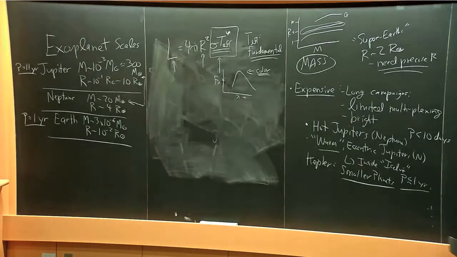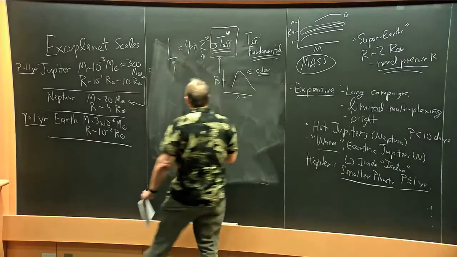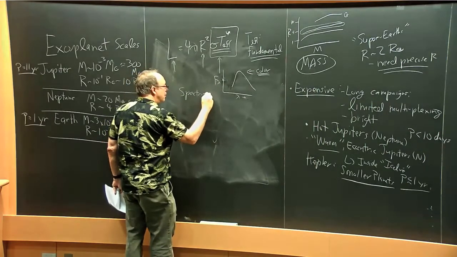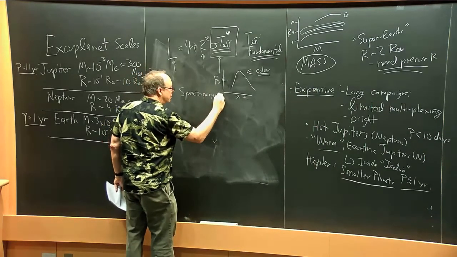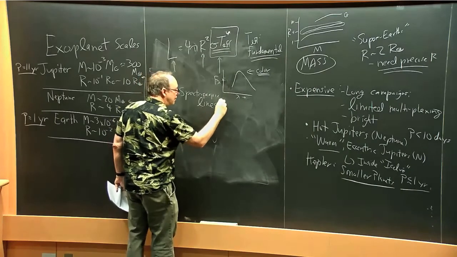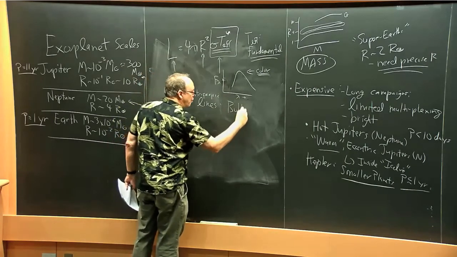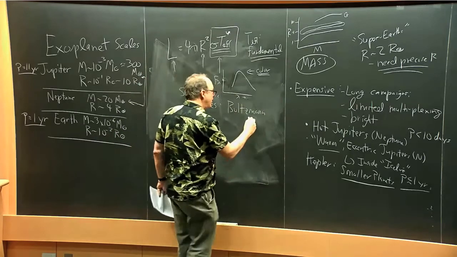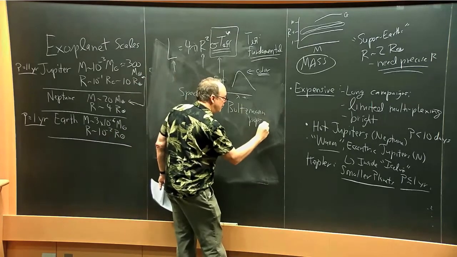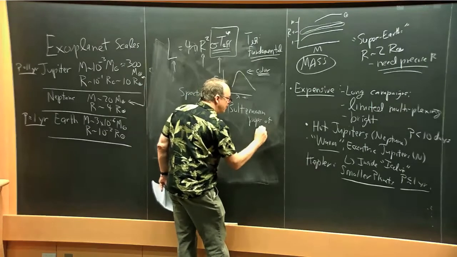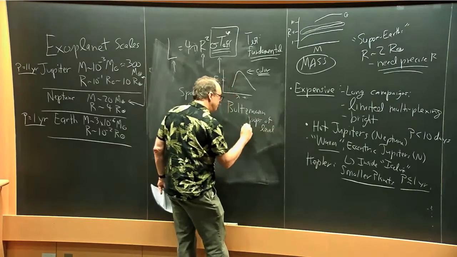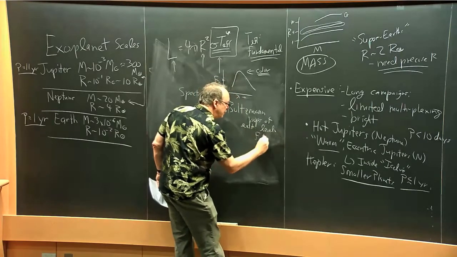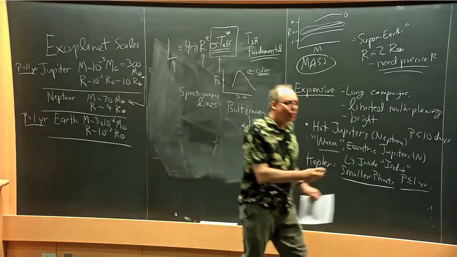The other thing I can do is use the properties of spectroscopic lines. I know, for example, that the Boltzmann equation is going to tell me that the relative populations of different excitation levels is going to be a function of the temperature. And so as a result, if I can, yes, go ahead.